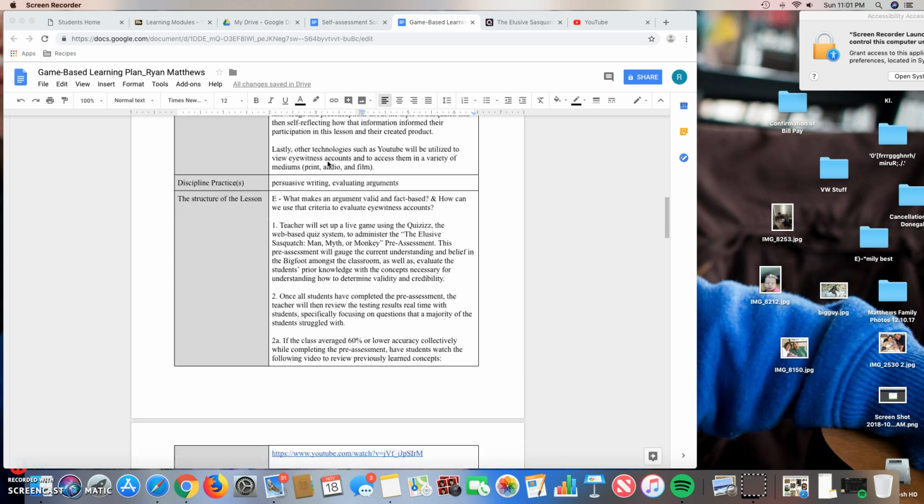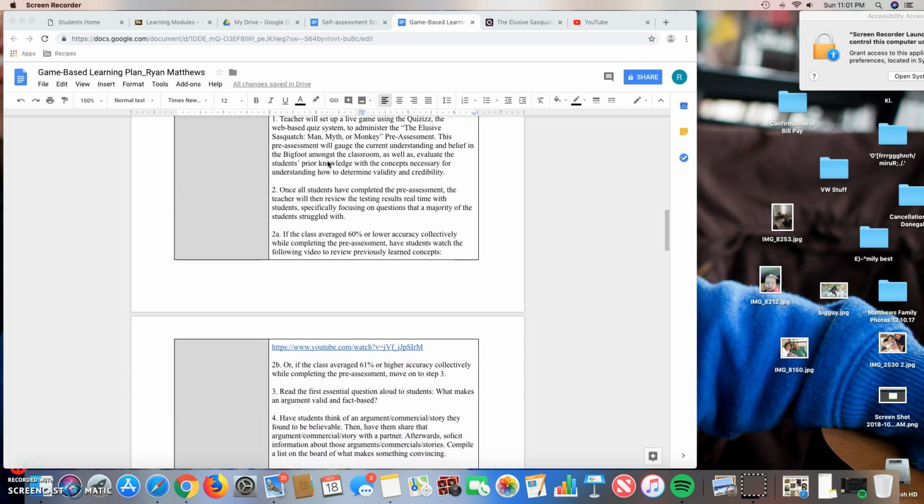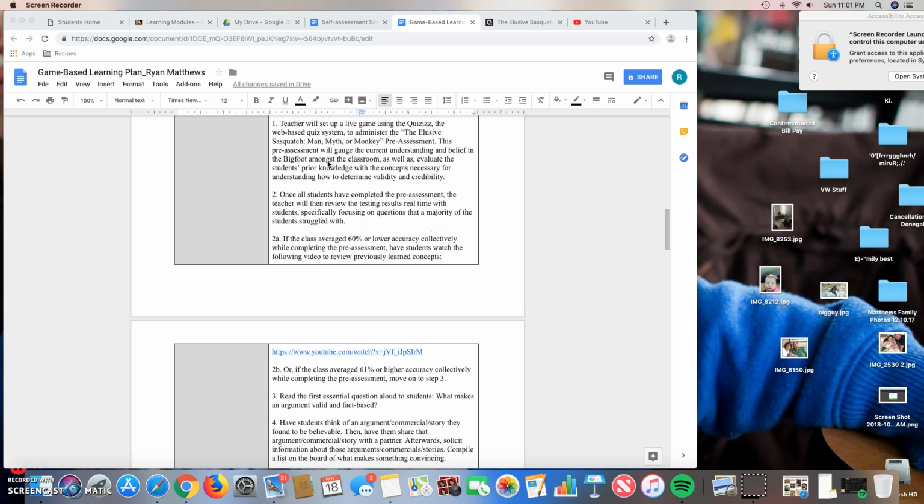So basically the lesson will start with the Quiz-Is application, where the students are going to take a web-based pre-assessment. The thing that makes this a game is the students all take the quiz together, and then they compete. The game will track everyone's performance and the speed at which they're finishing, and students will constantly be ranked and re-ranked based on how they do.